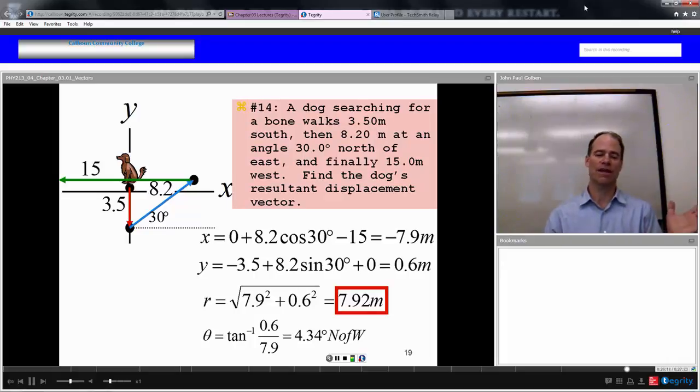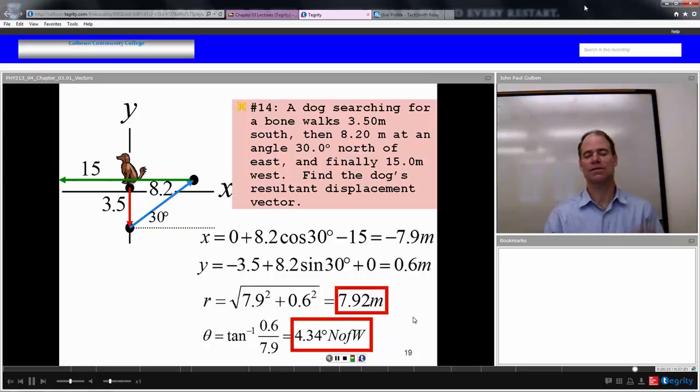I could redefine that if I wished as 85.66 degrees west of north. That'd be another way that I could define that angle, but they're the same angle. So either way I define it is correct.